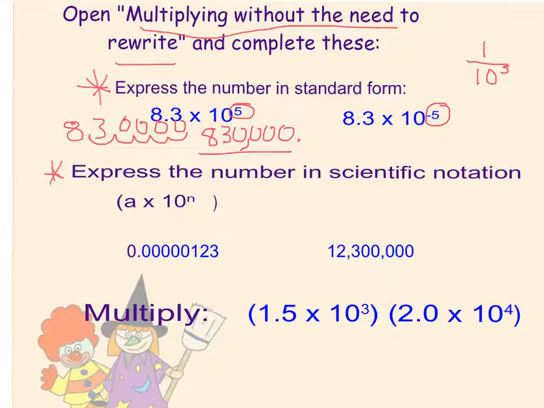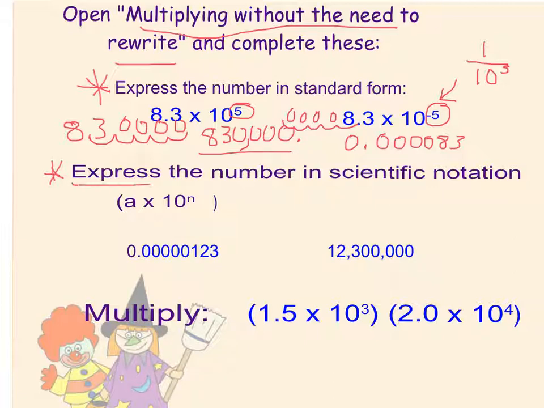So you're going to move the decimal over 5 places this way. 2, 3, 4, 5. And add in your zeros. So it'll be 0.000083. A common misconception is that this number tells us the number of zeros, but it doesn't. It tells us how many places we're moving the decimal.